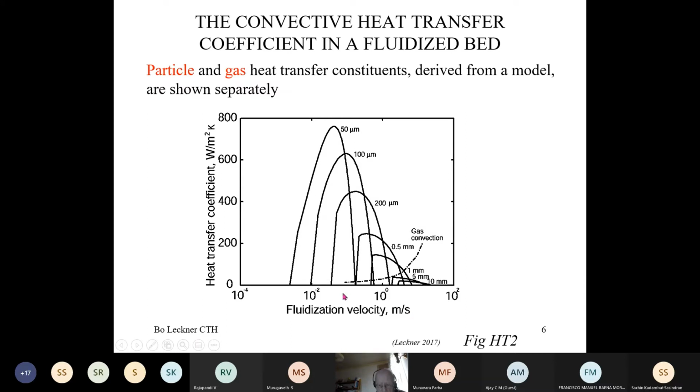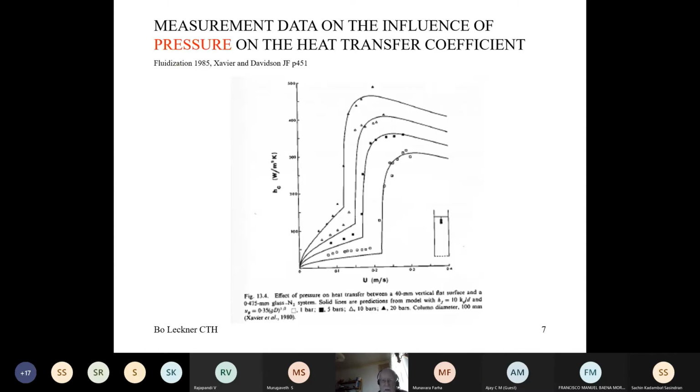This axis is a logarithmic scale, so it makes the curve look much more extreme than it is in the real case. So from the maximum and onwards, it is not constant, but there is not so much difference for long ranges of velocity. You can see another thing: with an increase in pressure, obviously, it increases.